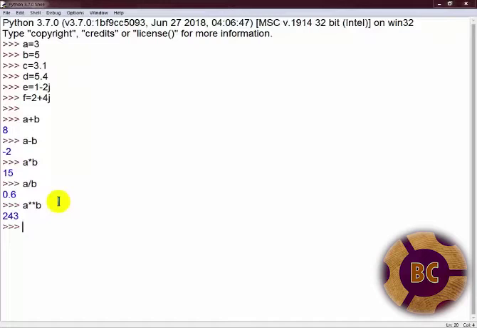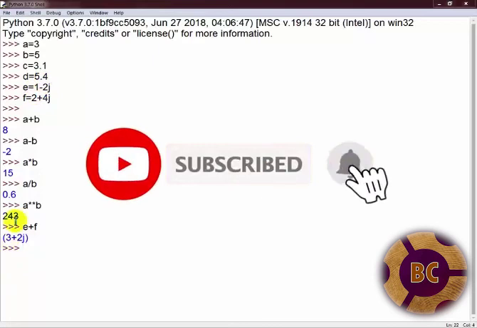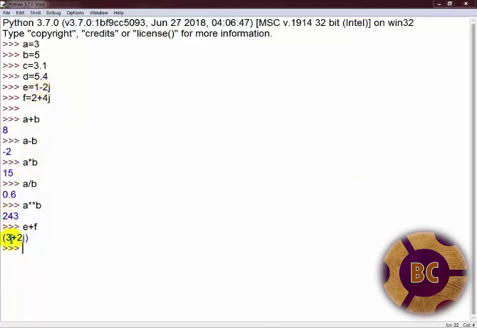Another example is about complex numbers. E plus F. The result is 3 plus 2J, which means 1 plus 2 gives us 3, and -2 plus 4 gives us plus 2. I think you can try other examples. It's so easy, I think it's not hard.